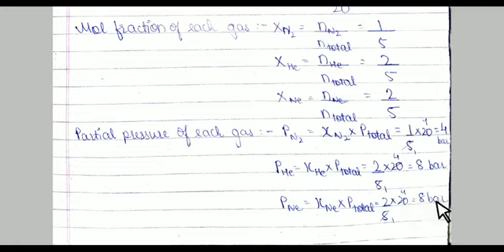So in this method we can easily calculate the partial pressure. For the partial pressure we calculate the mole fraction, for the mole fraction we calculate the number of moles, and for the number of moles the formula is mass upon molar mass. So this is all about the numerical problem of states of matter.